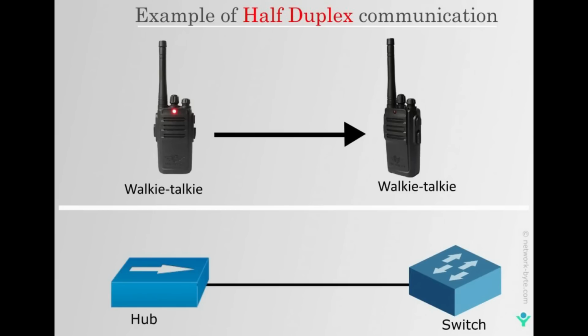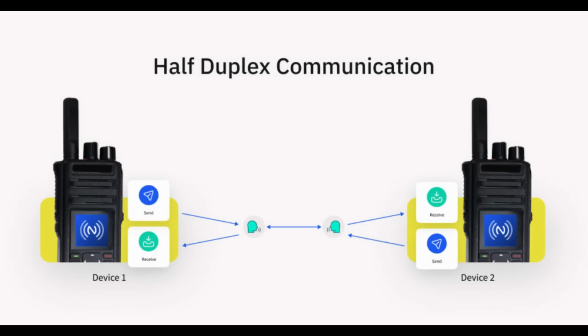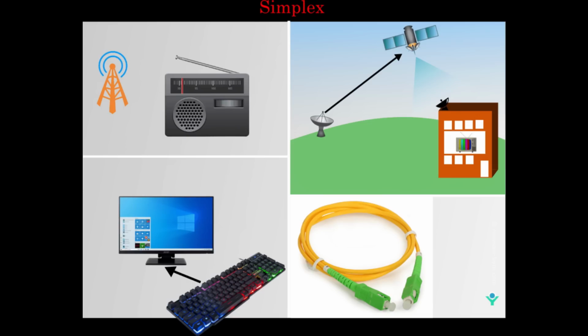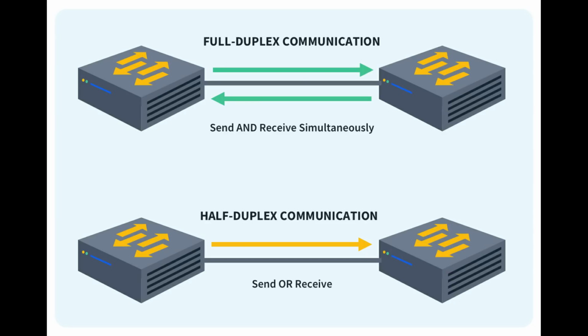An example of full duplex communication is phone calls, where both parties can speak and listen simultaneously. Half duplex is like a walkie-talkie, where only one person can speak at a time. Simplex is the keyboard sending input to the monitor, where the monitor displays the input but cannot send information back to the keyboard.